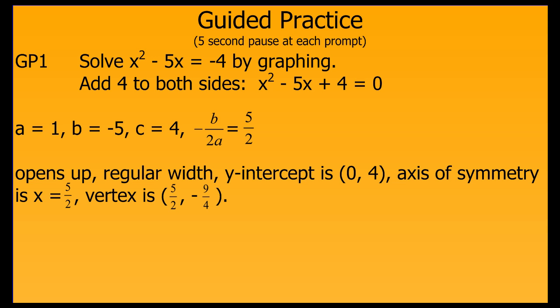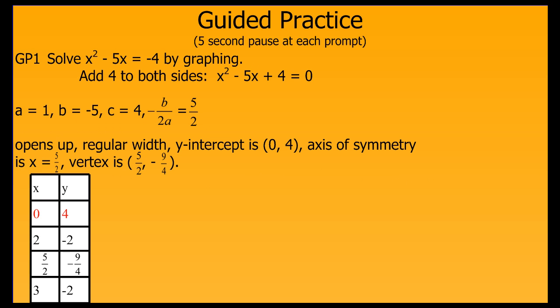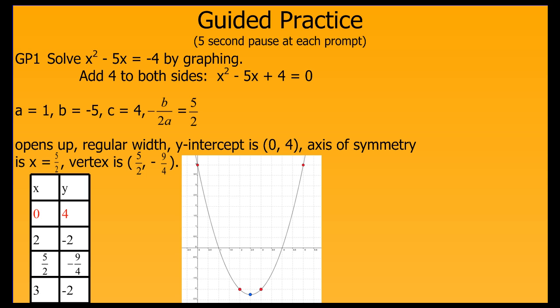What's next? Next, we make our table of values. Now what? Now we graph it. What's next? Now we can see that our solutions are where it crosses the x-axis at 1 and 4.